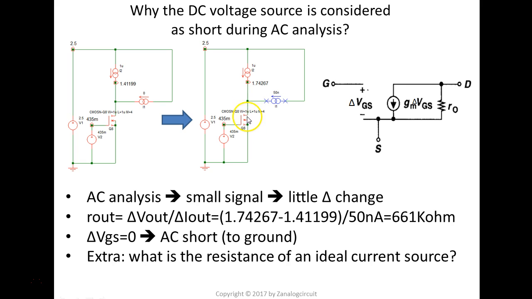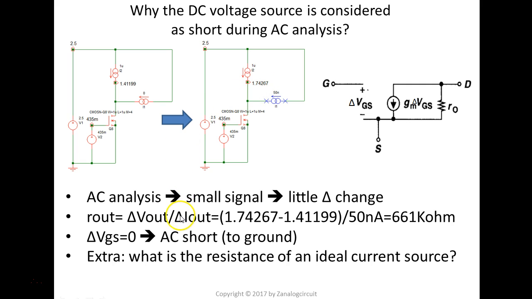Since we're talking about AC analysis, that's small signal. It always deals with little delta change. So the signal I inject into this node should not be as big as the bias. In practice, it's usually very small, a few percent. In this case, it's about 5%. After injecting 50 nanoamps into this node, the DC voltage goes up by about 0.35 volts. It was 1.4, now it's about 1.7, so 0.34.